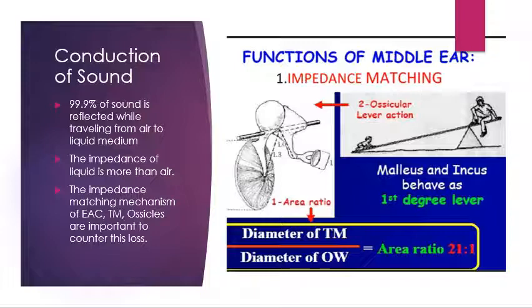But to some authors, they believe that the whole area of the tympanic membrane does not vibrate effectively. So the effective vibratory area is around 45 millimeters square, and if you take the ratio of the effective vibratory area to that of the oval window, it comes to around 14:1. So that is going to be discussed in the later slides.